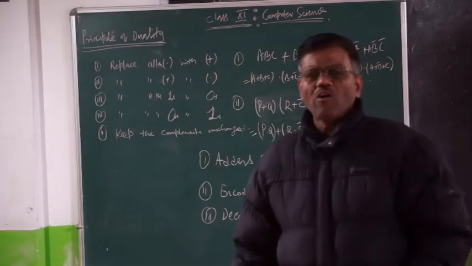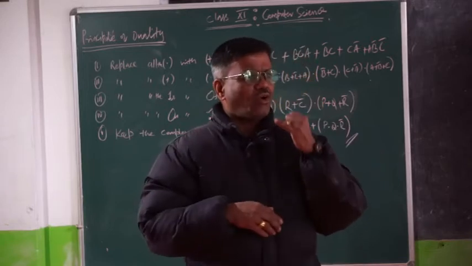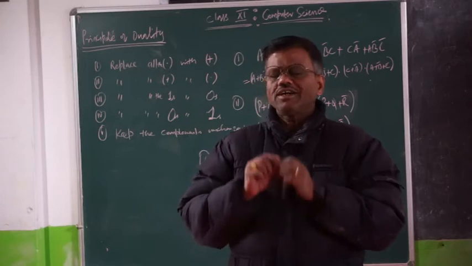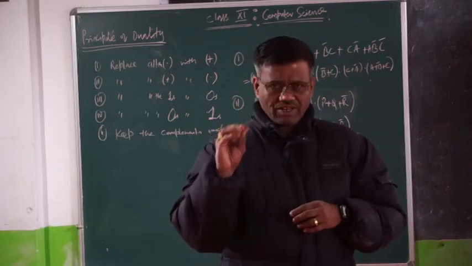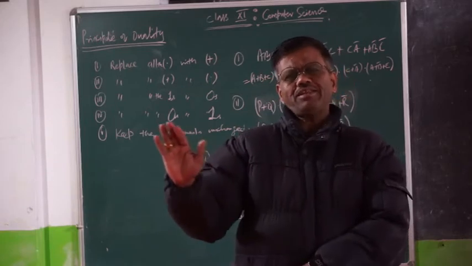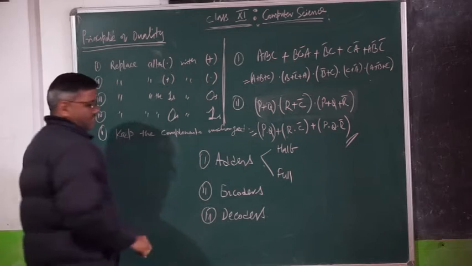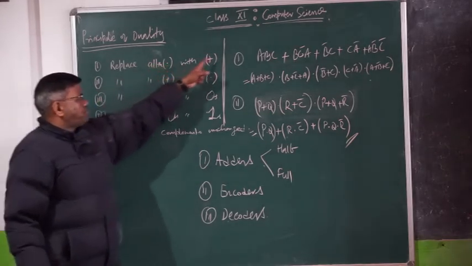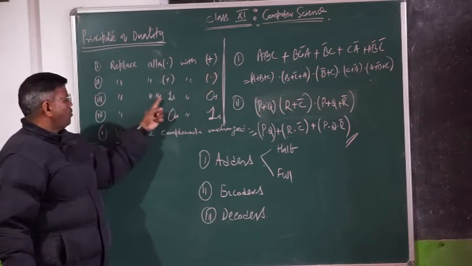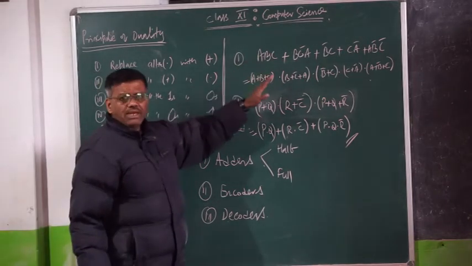What does the principle of duality say? Replace all the zeros with ones, all the ones with zeros. Replace all the dots with plus, plus with dots. Keep the complement unchanged. If there is a complement, let it be as it is. We should not fiddle around. Let the complement remain a complement only. Replace all the dots with plus, meaning all the ANDs with ORs, and vice versa. Replace all the ORs with ANDs, replace all the ones with zeros, zeros with ones. Keep the complements unchanged.